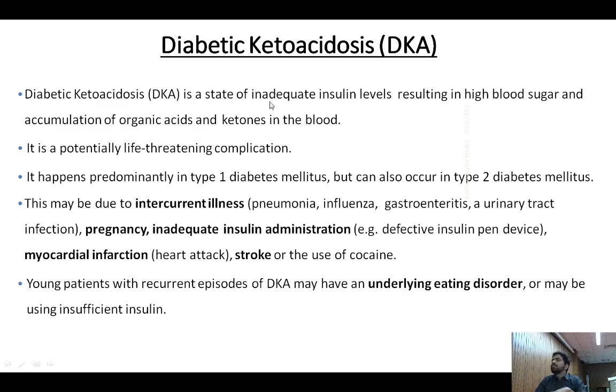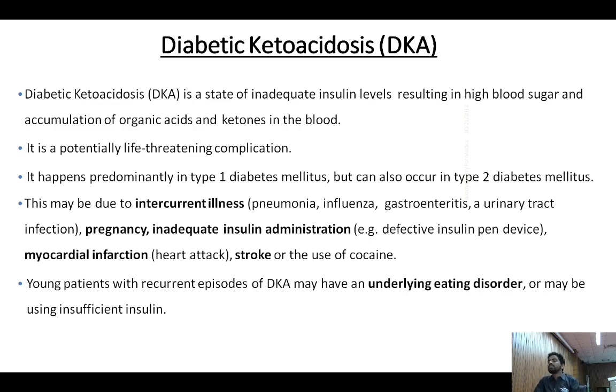But the state of inadequate insulin level will result in high blood sugar and accumulation of ketones and organic acid. So both things happen: if insulin is low, there is high blood sugar in the blood, right? Insulin helps in taking up the glucose present in circulation inside the cell. Insulin takes glucose and puts it inside the cell, and that glucose ultimately forms glycogen, and ultimately gets stored as triacylglycerol also.